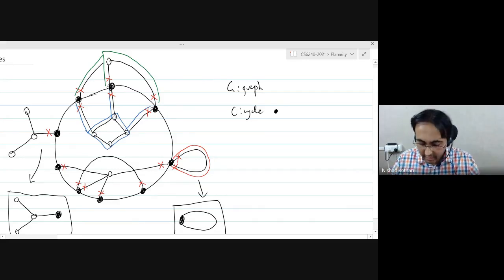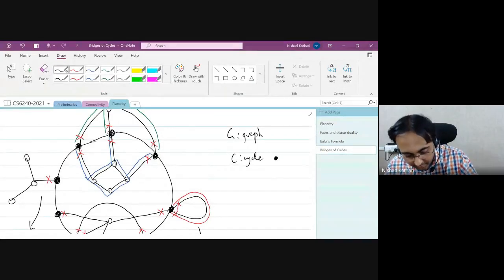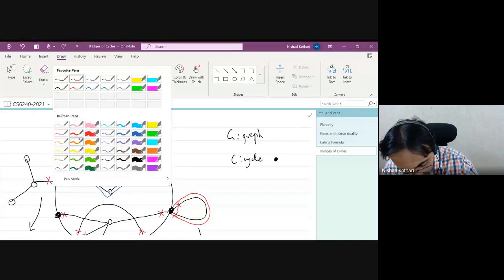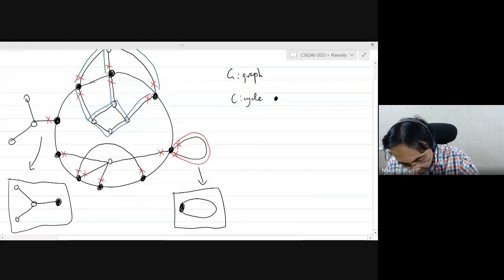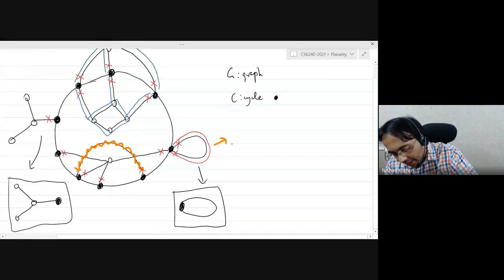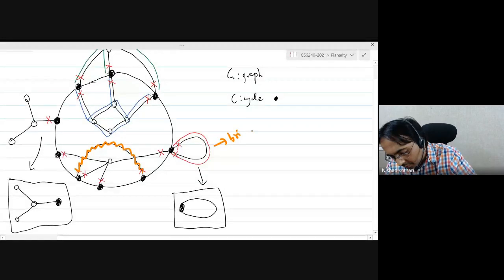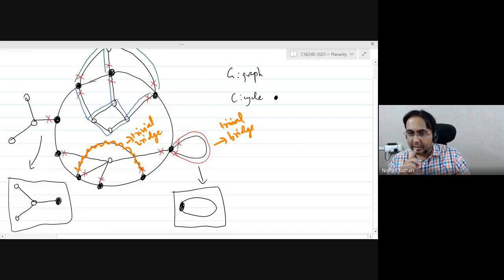6. Exactly. So all of the bridges have some vertices which are not in the cycle, except for 2 bridges. One is the loop, and there is one more bridge which doesn't have any vertices that are not on the cycle. This guy, this is a chord of the cycle, right? The loop can also be considered as a chord of the cycle. So this is a bridge. This is called a trivial bridge. And this one is also called a trivial bridge. All the others are non-trivial bridges.